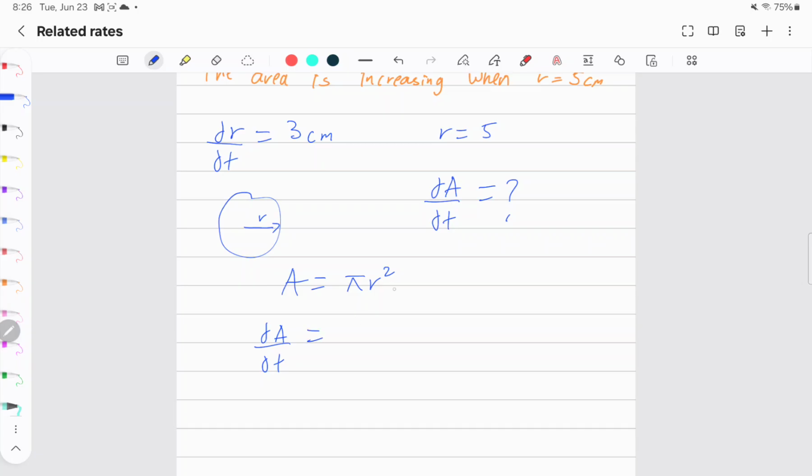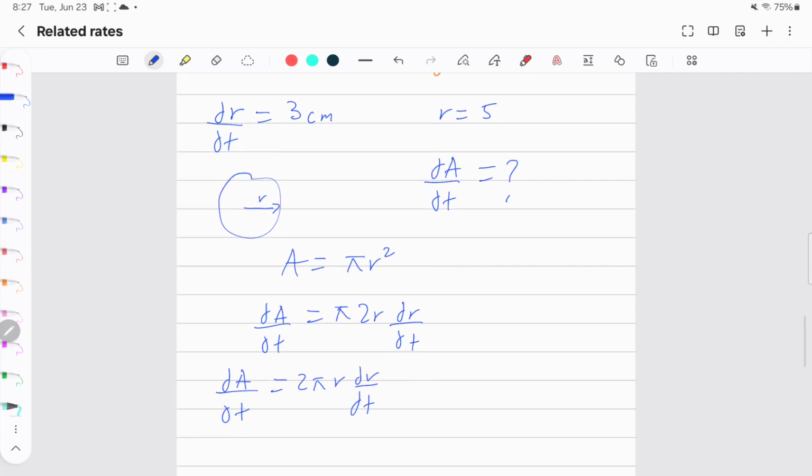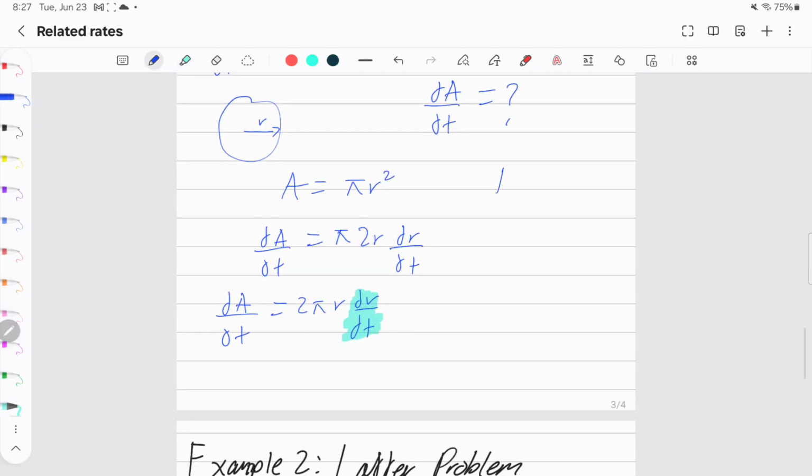And similarly, pi r square, pi stays pi, r square becomes 2r, and then you add dr over dt because you differentiated radius with respect to time. Now if we further expand, we get dA over dt equals 2 pi r dr over dt. Now in this question, if we look closely, we know what this dr over dt stands for, which is simply 3 centimeters per second. So you write dA over dt is equal to 2 pi.